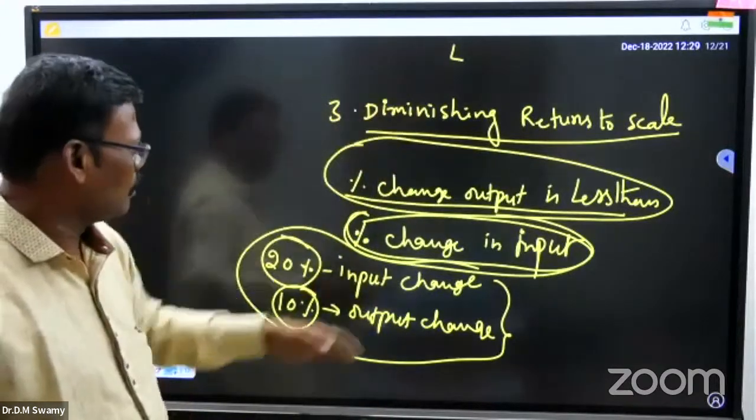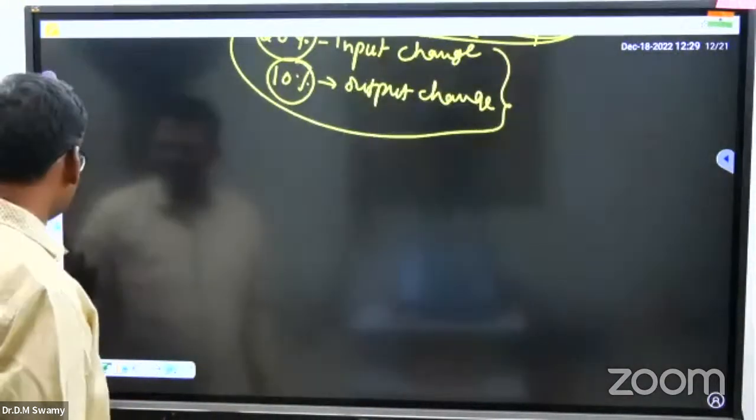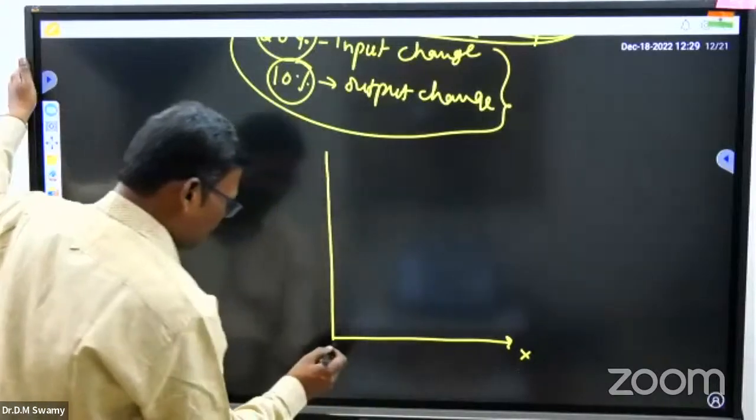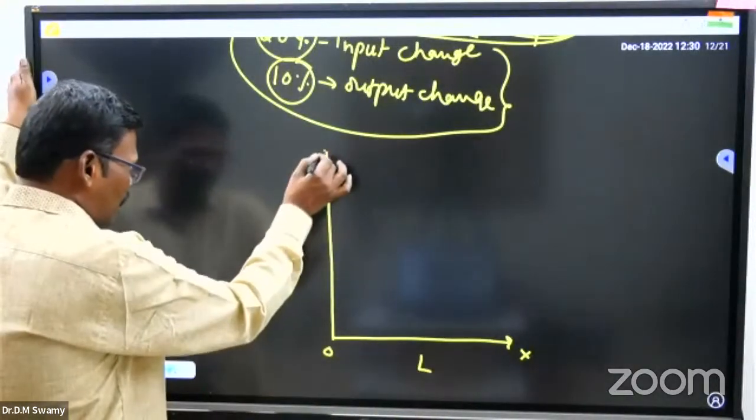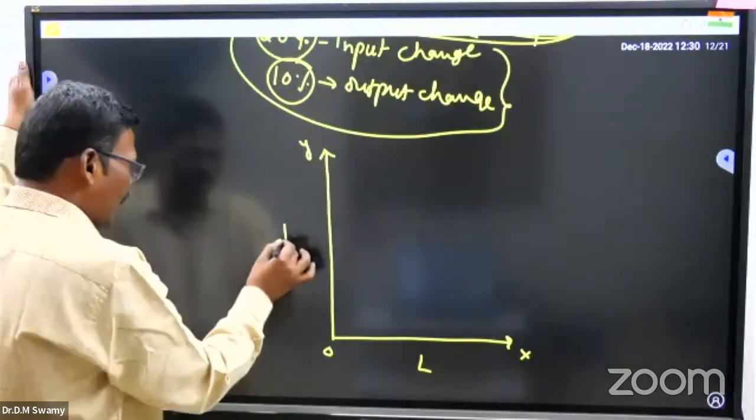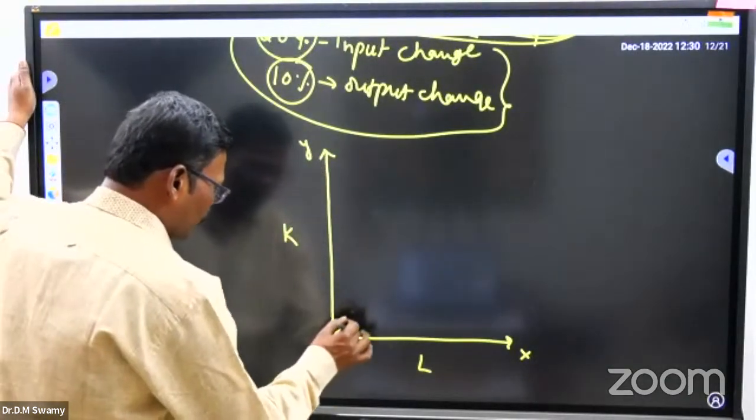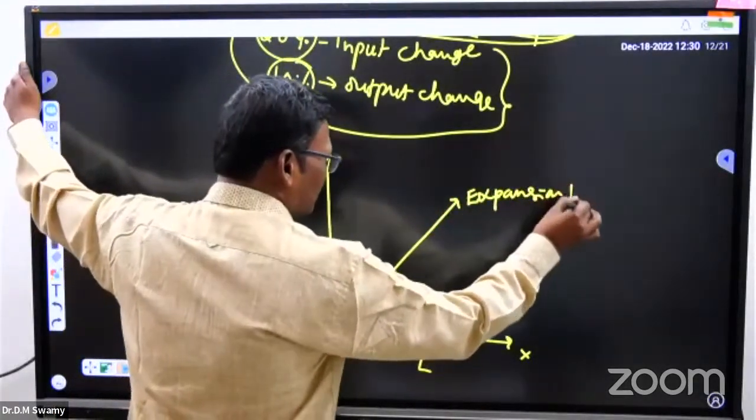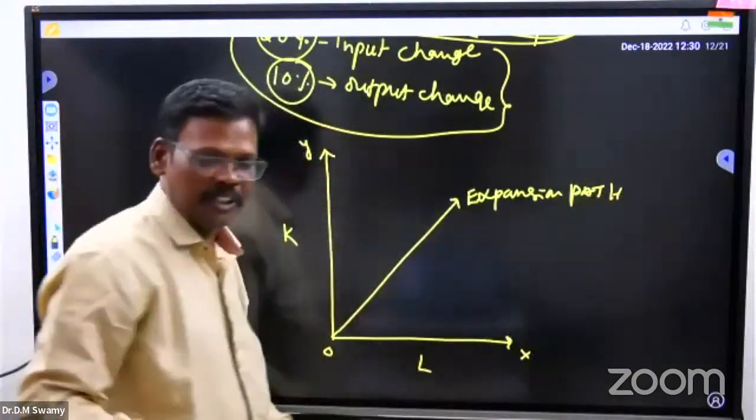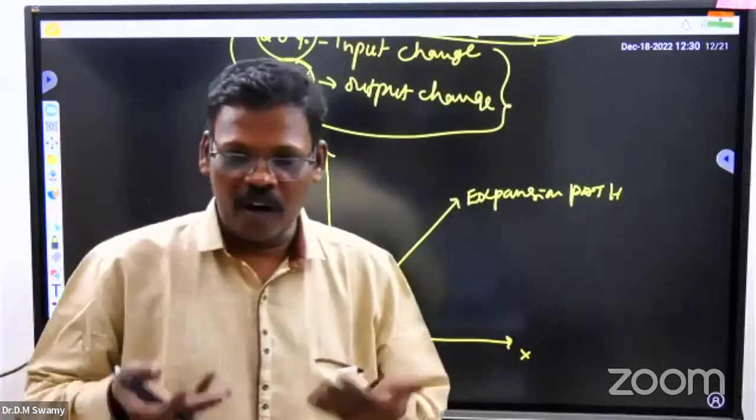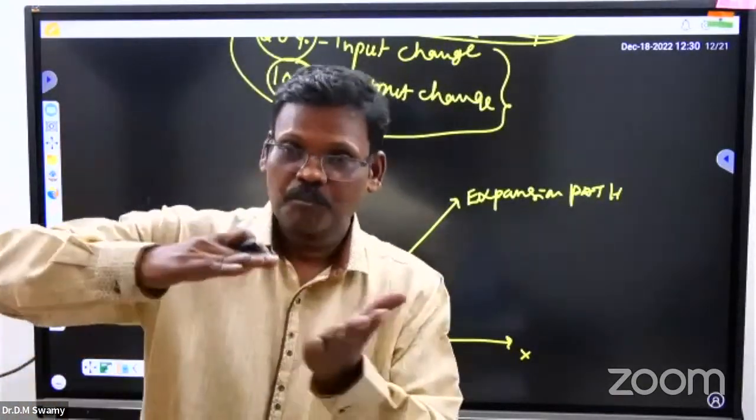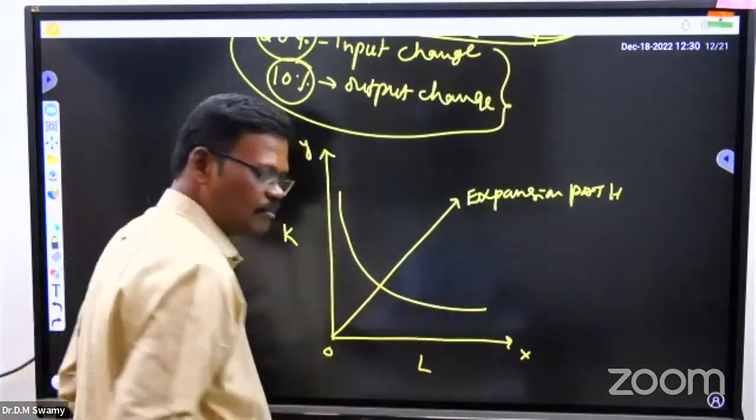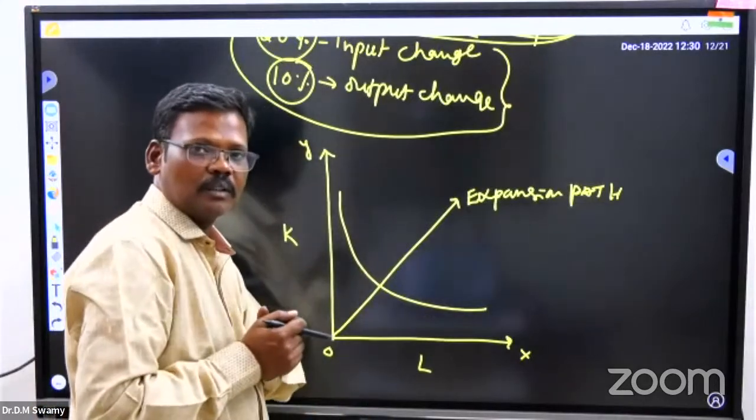In this particular case, we can see the diagram like this. This is the OX axis, where we measure the labor. This is the OY axis, where we measure the capital. Of course, this is the expansion path. Expansion path is nothing but the firm expanding, which means production is increasing. If we want to increase the production, definitely we have to increase the input. So this will explain the isoquant curve.